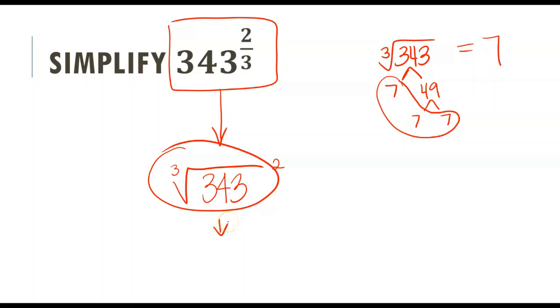So that means when I simplify this, my answer is 7, and then I still got to square it. So 7 squared, which is just 49. Yay!